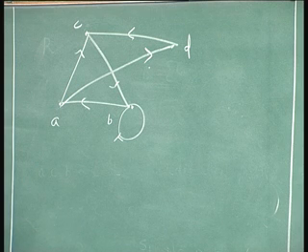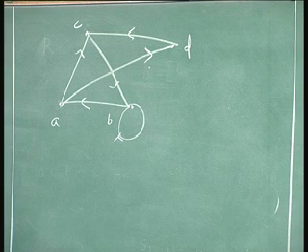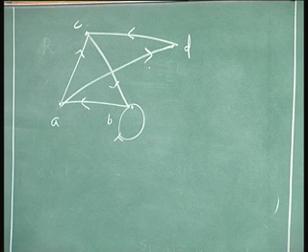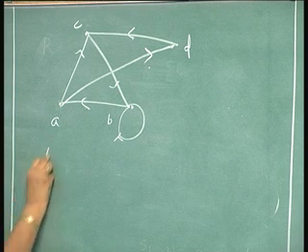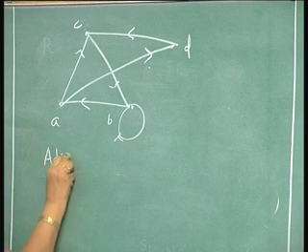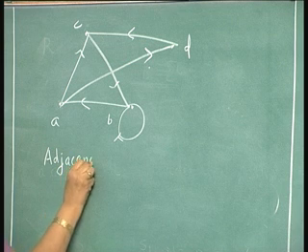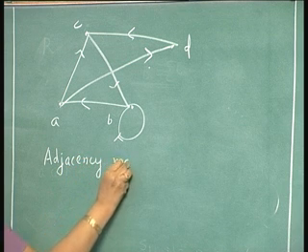Graphs and trees, which are particular classes of graphs, are very useful as data structures. Now, there are several ways of representing them internally in the computer. One is known as the adjacency matrix.